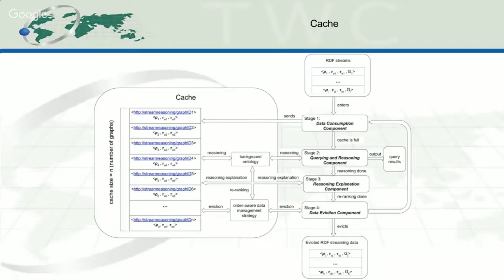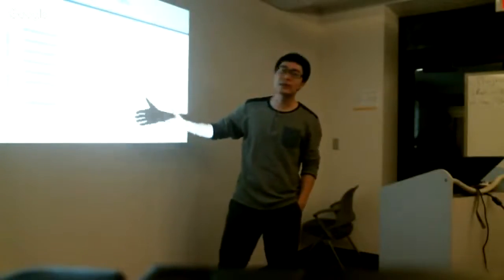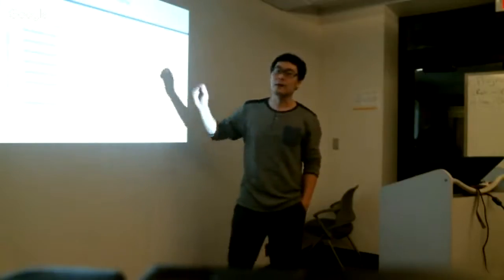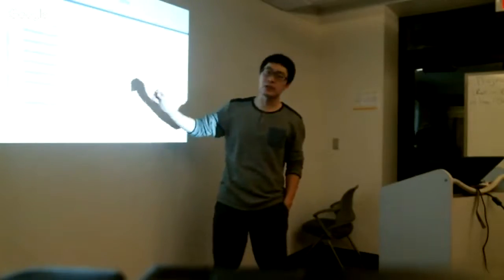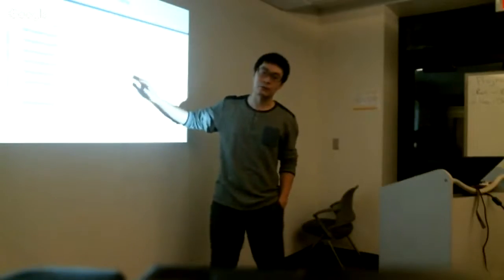The third stage is the reasoning explanation component, which explains the reasoning. Why do we want to explain the reasoning? Because we want to see which part of the data participated in the reasoning, so that we can make decisions to preserve that part of the data, because that part contributes to the reasoning, which is a required process to answer that query.